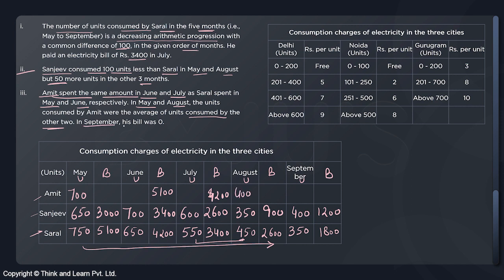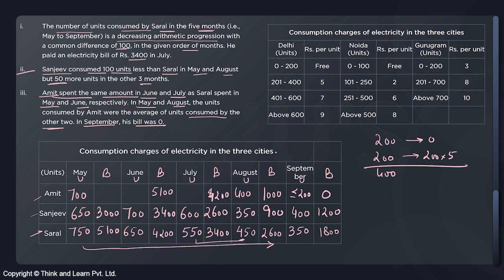Then he says in September, his bill was 0. If the bill was 0, that means the number of units is less than or equal to 200. Now, what about the charges of Amit? Amit has the first 200 units free, that means 0. For the next 200 units, the charges are 5 per unit. So the charges for the first 400 units are 1000. So I would write 1000 here.